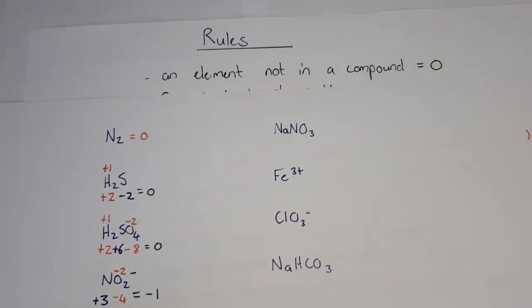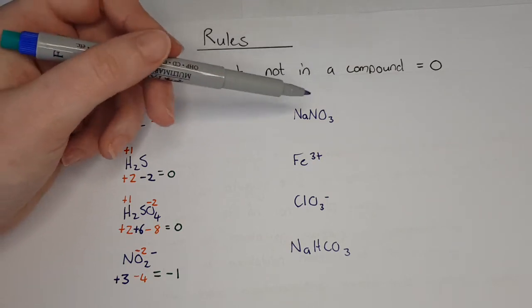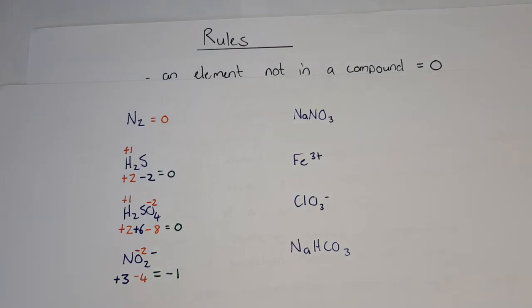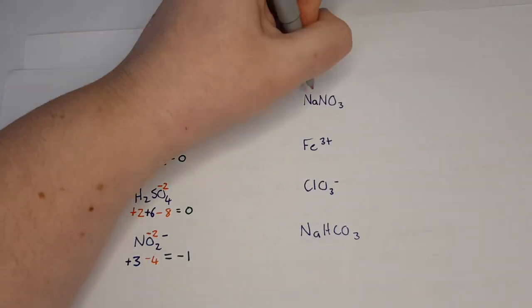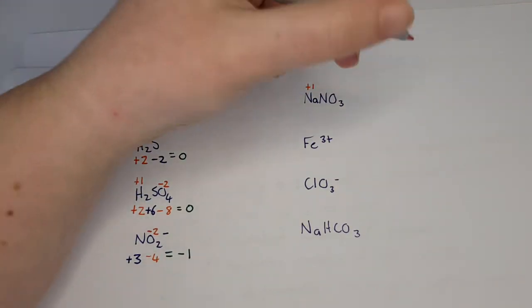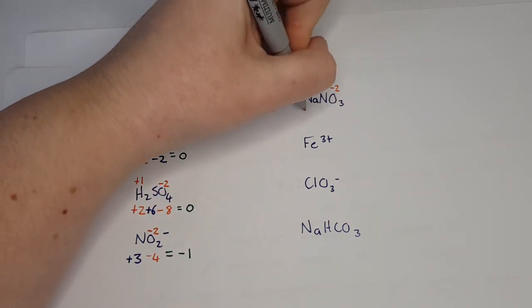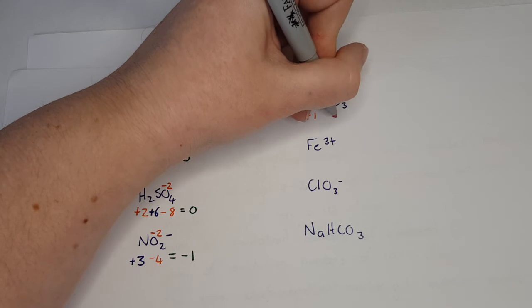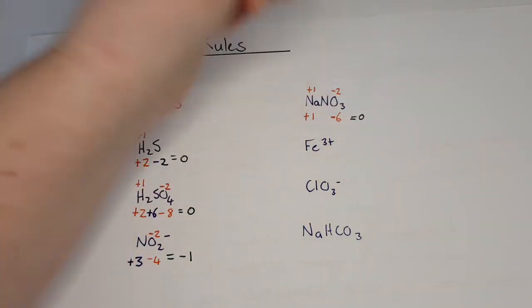So then if we look at the next one, NaNO3. Again, there are 3 different elements, but I do know 2 of them. I know that Na is in group 1, and group 1 elements are always +1. So I have +1. I know that oxygen is always -2. The sodium, there's only 1 of them, so that's +1. But the oxygen, there are 3 of them, so 3 times 2 means -6. There's no charge to that compound, so the whole thing must equal 0.